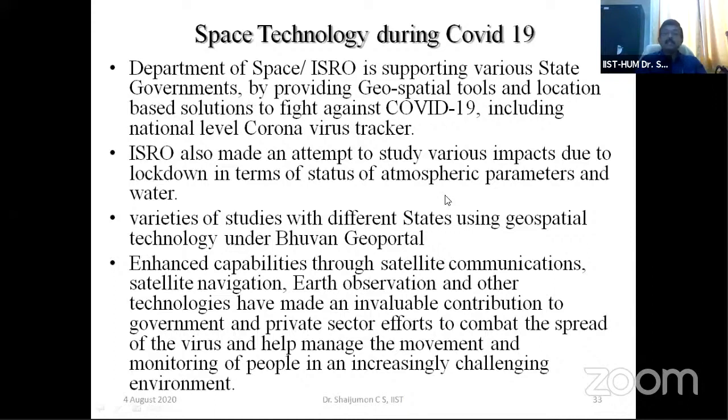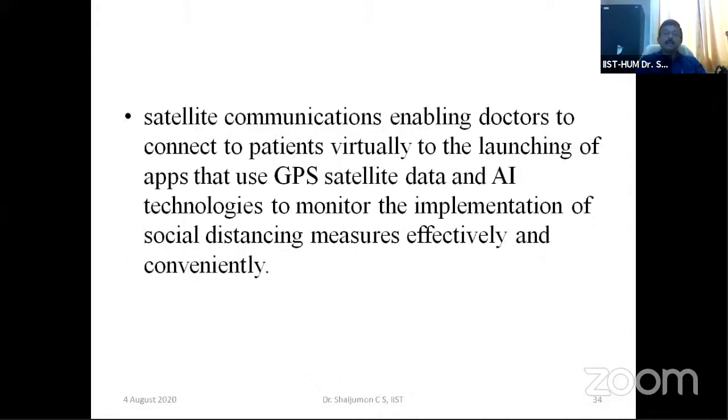By using different kinds of data which is available, you can also pursue such things right now. Varieties of studies with different state governments using geospatial technology under Bhuvan are already on the way. Many enhanced capabilities, like earth observation, navigation, control, guidance, all kinds of systems and data, are being used for controlling this COVID-19 pandemic.